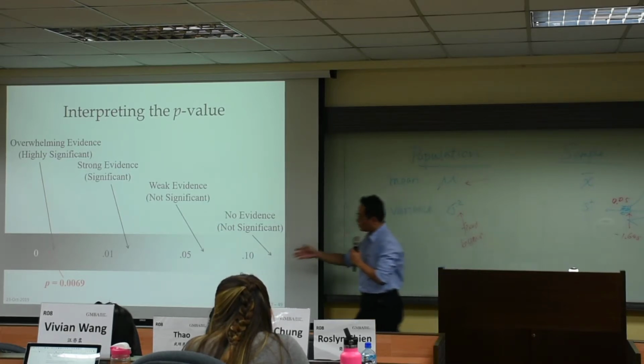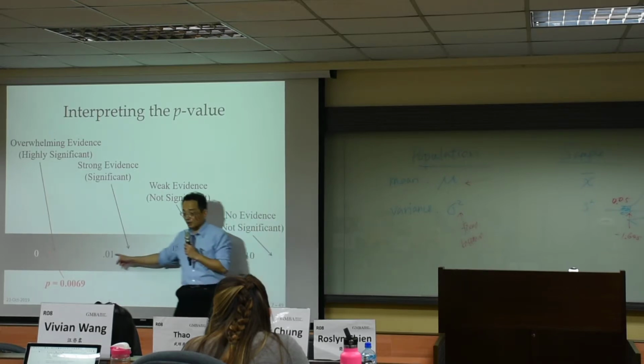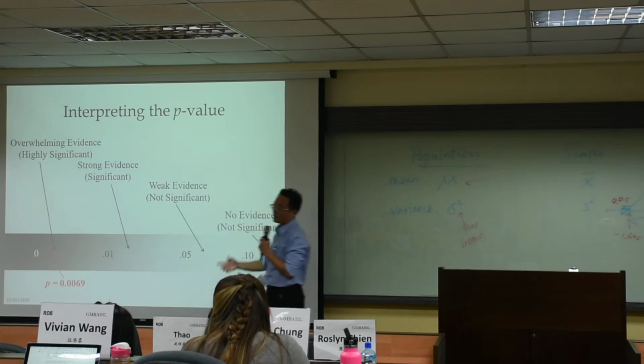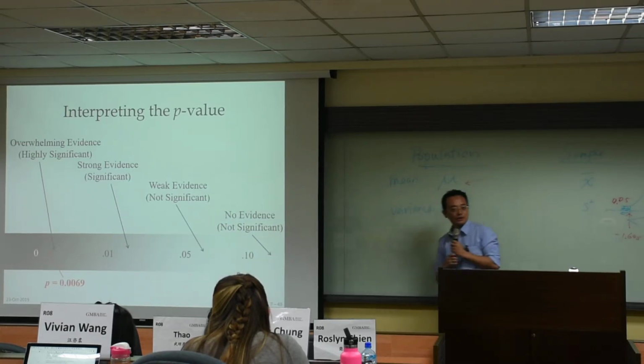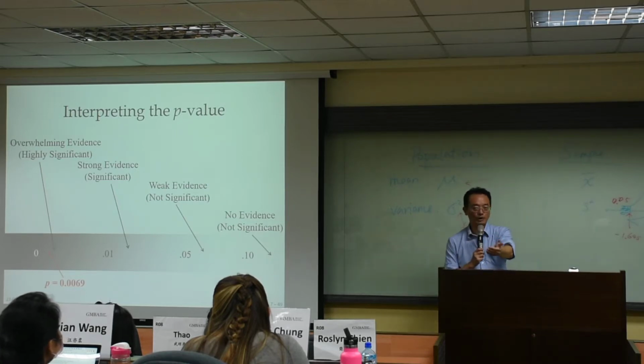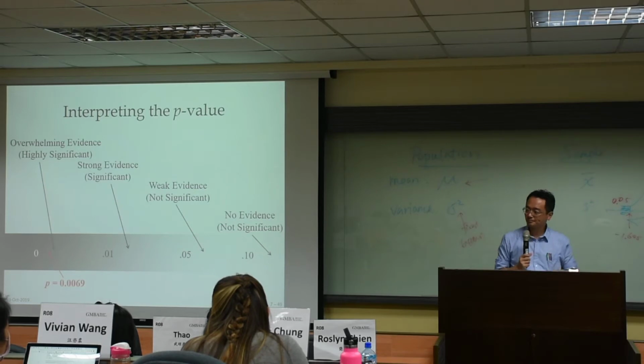And why 0.05? Because it's 1 out of 20, and 0.01 is 1 out of 100. These two values are typically regarded as less likely to happen, 1 out of 20 and 1 out of 100. And it's easier to set up a table.